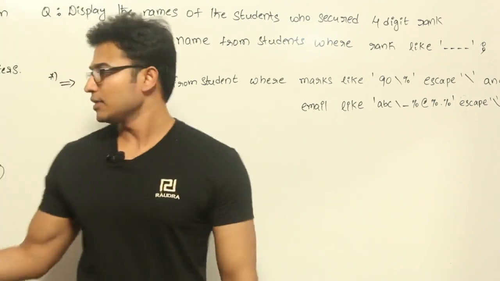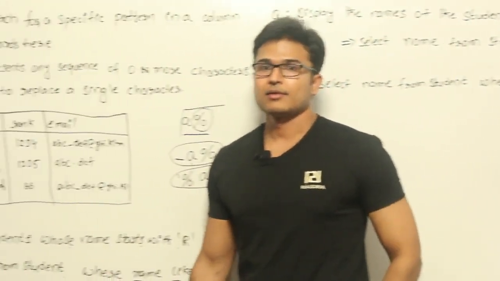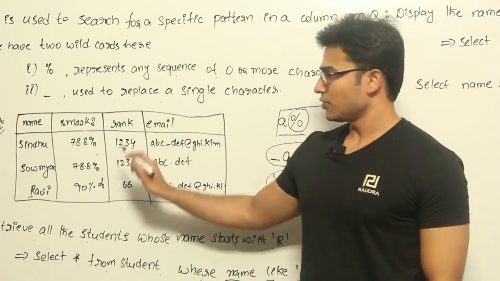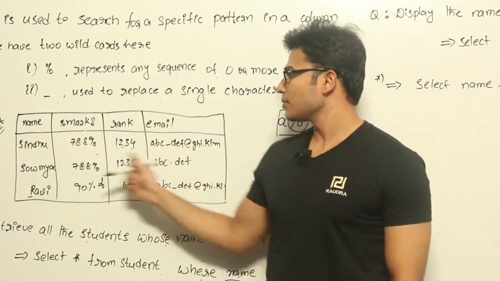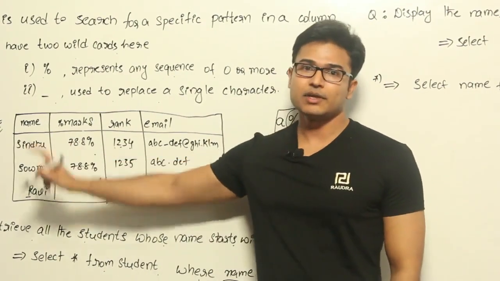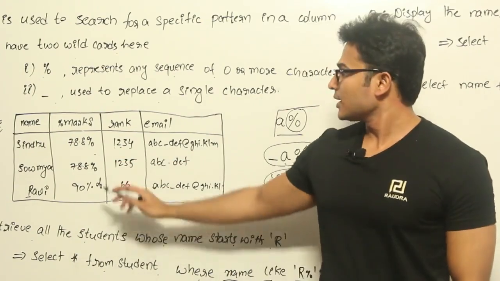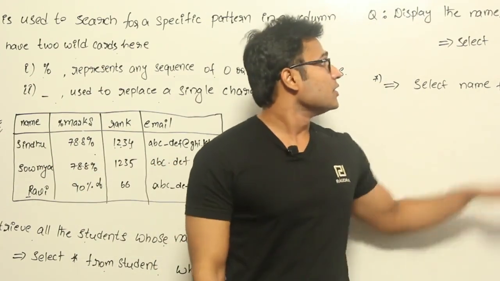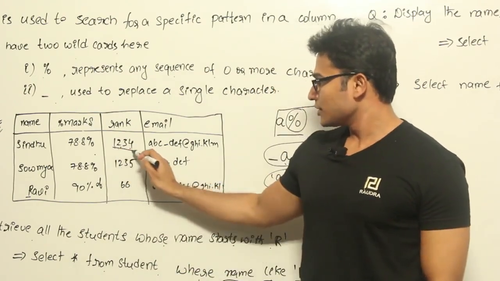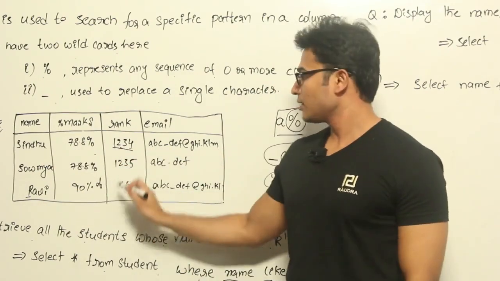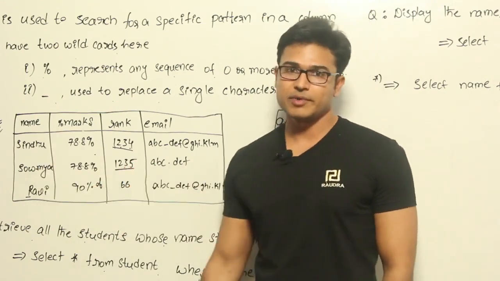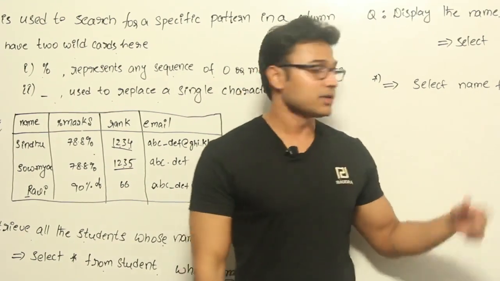Now if you observe this, the only ranks which match that pattern are 1, 2, 3, 4, right? Therefore this data will be printed. Okay, I think only the name will be printed. SELECT name means only the name will be printed, right? Select the names of the students who secured a 4-digit rank. So 1, 2, 3, 4 is there, therefore Sindhu's name will be printed, and then one more, 1, 2, 3, 5 is there, so one more name, Soumya, will also be printed, right? Okay, now let's look at one more query.